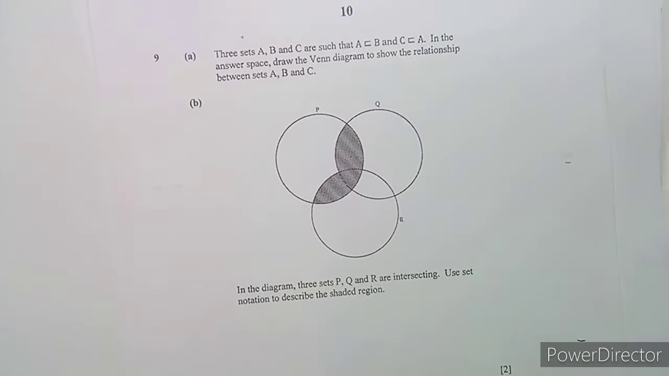All right, then we move on to the other question, which is: in the diagram there are 3 sets P, Q are intersecting.